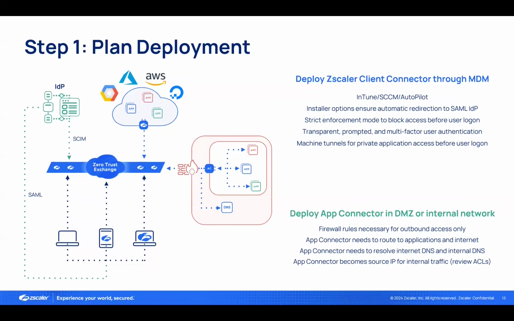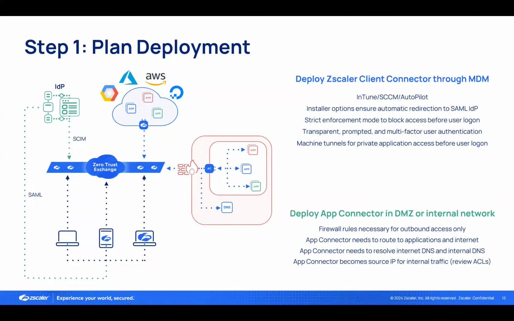The first step in deploying ZPA infrastructure is to deploy Zscaler Client Connector to users through MDM. If your users are already using Zscaler Client Connector as part of Zscaler Internet Access, then there's no additional deployment required. You'll simply need to activate the ZPA service inside the Zscaler Client Connector portal once you're ready.